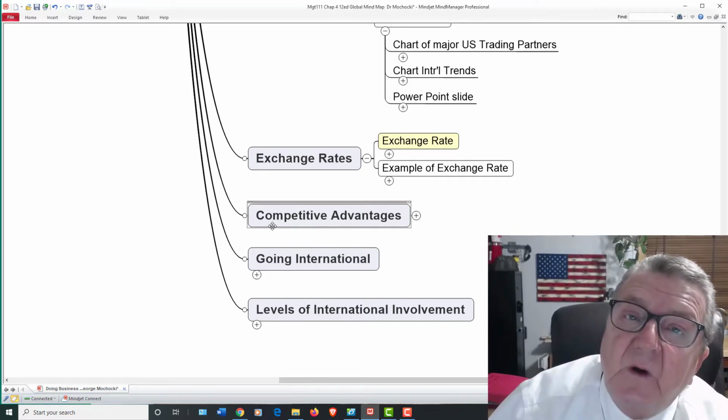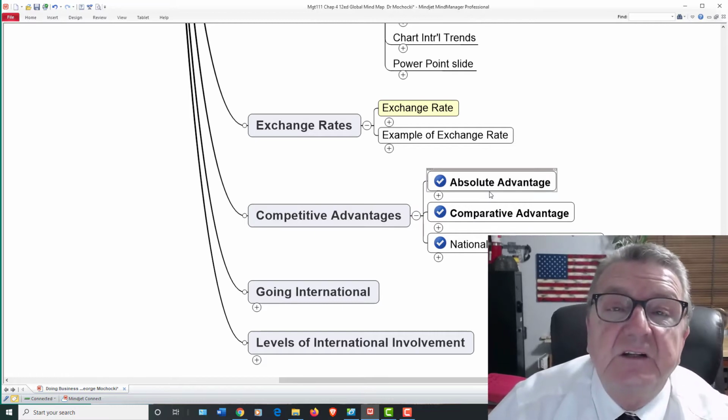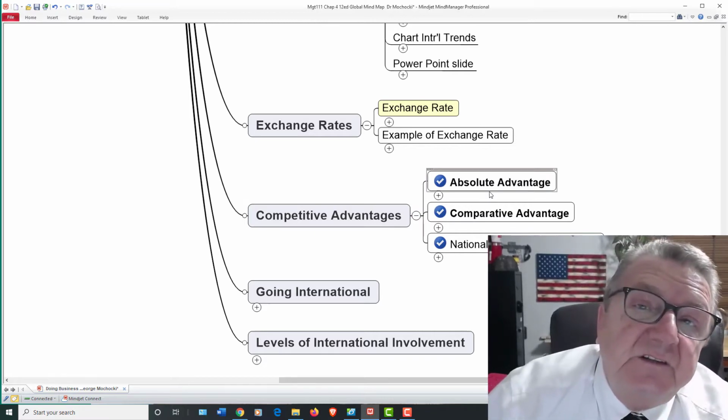Either large companies watching or small companies, just be aware of what's going on. A competitive advantage. What are the absolute advantages? We're number one. No one else. What advantages does the U.S. have? It used to be technology.